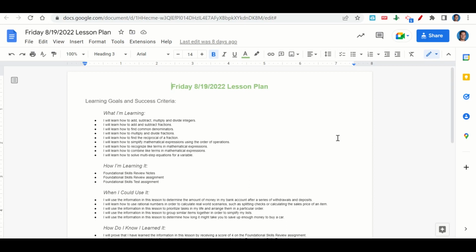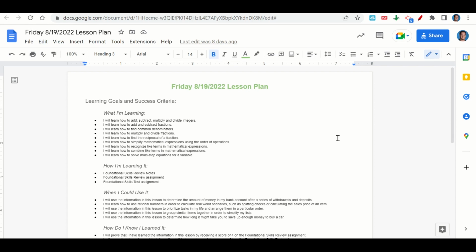We're learning how to add, subtract, multiply, and divide integers, how to add and subtract fractions, how to find common denominators, how to multiply and divide fractions, how to find the reciprocal of a fraction, how to simplify mathematical expressions using order of operations, how to recognize like terms in mathematical expressions, how to combine like terms in mathematical expressions, and how to solve multi-step equations for a variable.